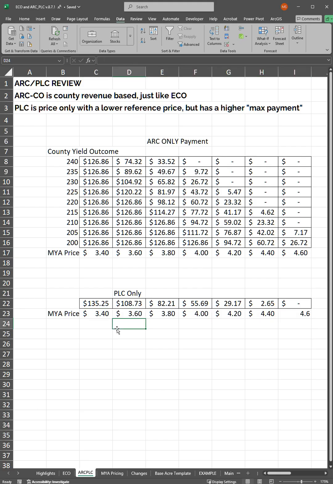PLC, on the other hand, is a price only program. It's only based on the price of the given commodity. It's got a 442 reference price, so you can see anything under 442 is starting to pay out. Those are the differences between the two.